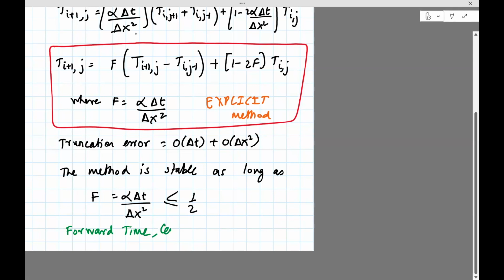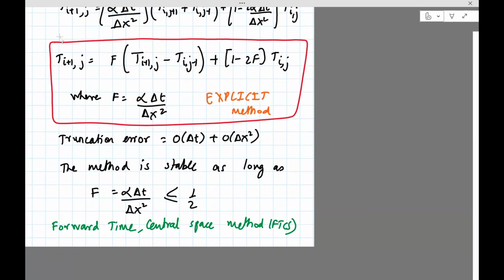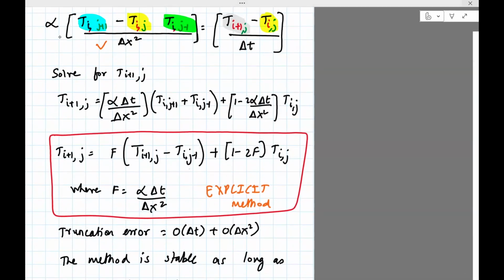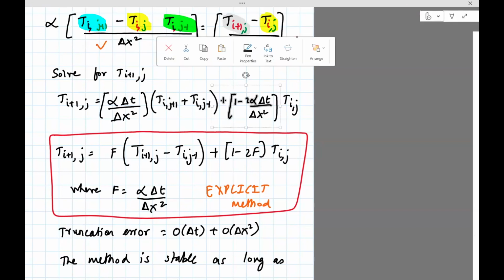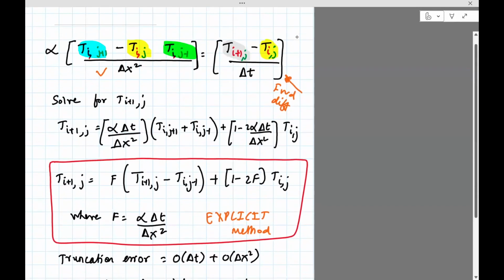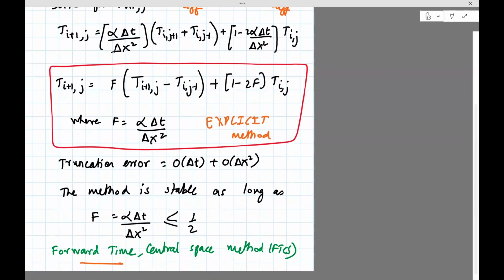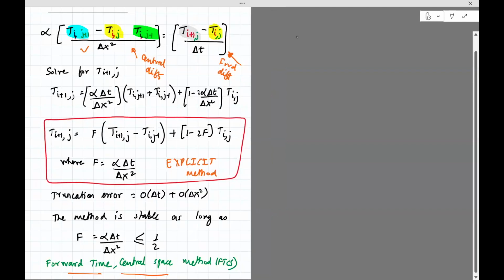Forward time central space method, FTCS. And it's not very hard to guess why this is the name. It's forward time because what we used in this formula is a forward difference for the time expansion, right? So we have forward time. And then for the spatial one, we use central difference. That's why it's called central space. I think that's the origin. I did not check this myself, but that should explain why it is called what it is called.